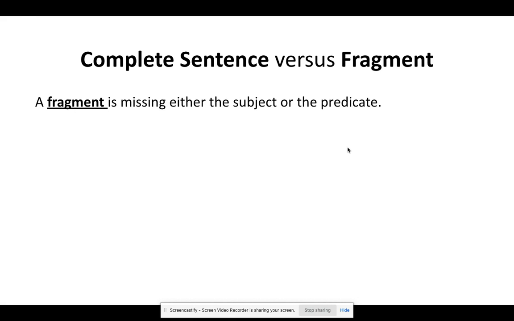Now let's look at a fragment. This is what we like to avoid in our writing. We don't like to use fragments because we're supposed to write complete sentences. A fragment is missing either the subject or the predicate.